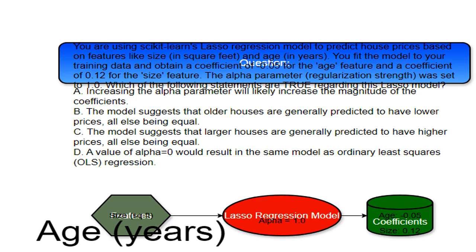Alpha is the regularization parameter in the lasso model. A value of 1.0 indicates a moderate level of regularization. It helps to prevent overfitting by shrinking the coefficients towards 0, which is really helpful when dealing with noisy data. A larger alpha value would shrink the coefficients more aggressively.